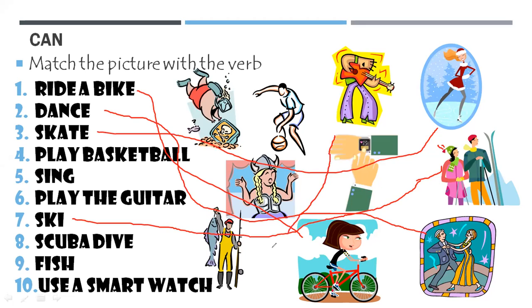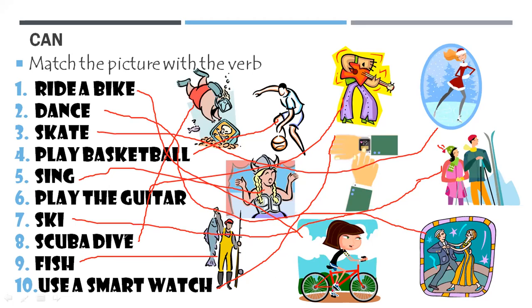Number 10, right? Yeah. It's a smartwatch. This one? Play basketball. Okay, he can play basketball. How about this one? The guitar. He can play. This guy here, over here, at the beginning. Scuba dive. Number five. Scuba dive, right? Yeah. Let's see. Any other? Okay, this one? Number five, right? Of course. And are we missing? Okay, this one. Fish. He can fish. I think we're done.